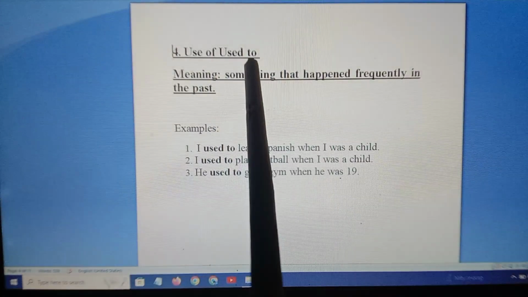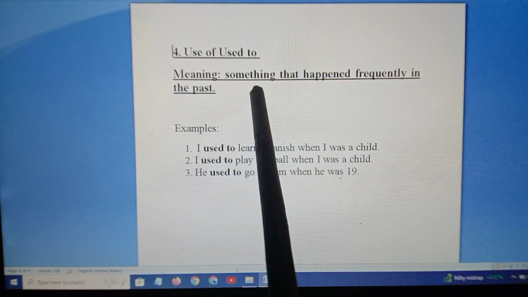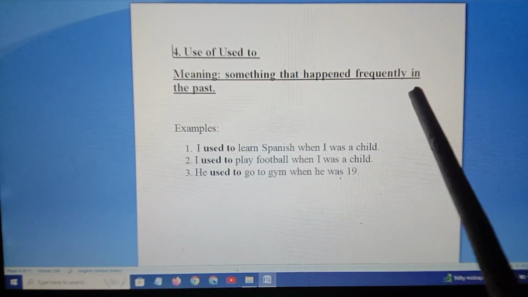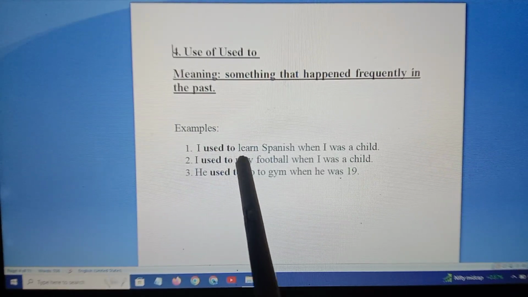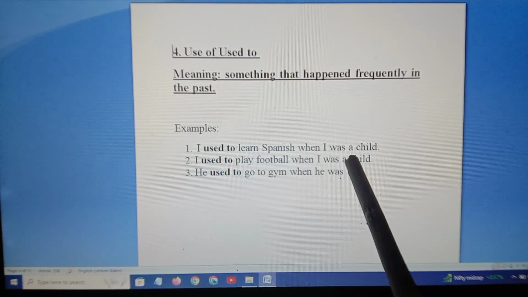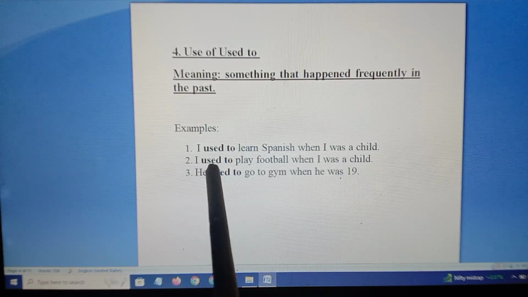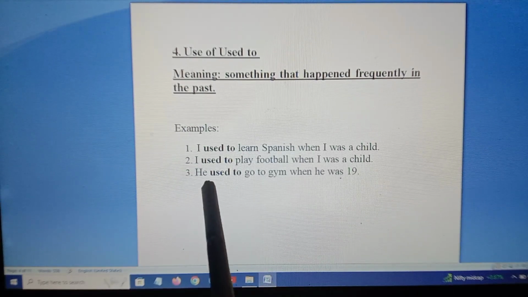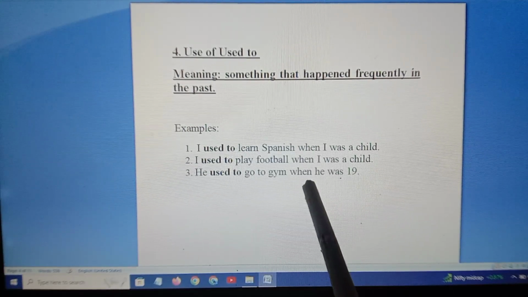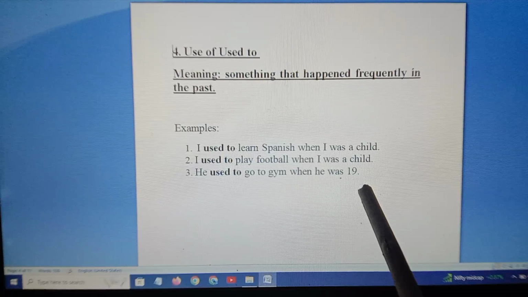Use of used to, meaning something that happened frequently in the past. Examples: I used to learn Spanish when I was a child. I used to play football when I was a child. He used to go to gym when he was 19.